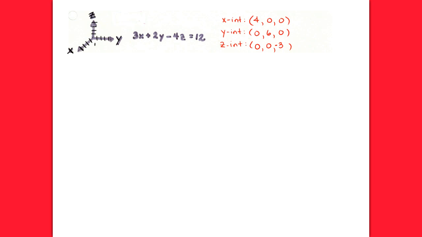So to plot them, I'm going to come over to my axes. It was a positive 4 on x, so positive comes forward. So I'm going to come forward 4 and put a dot. Y was positive 6. Positive goes to the right, so I'm going to go over 6 units to the right and put a dot. And z was negative 3, so I am going to need to draw in the negative axis for z. So I'll draw the negative axis going down and go down to negative 3 and put my dot. So there are my 3 intercepts.